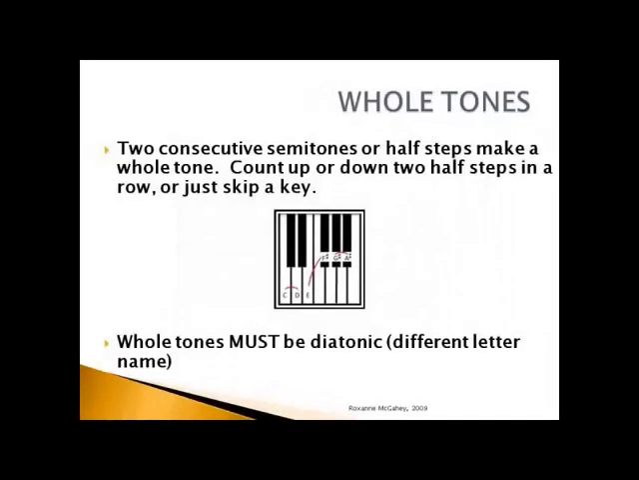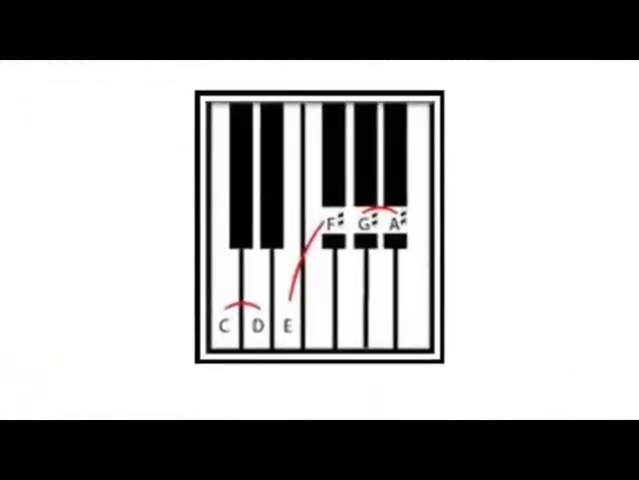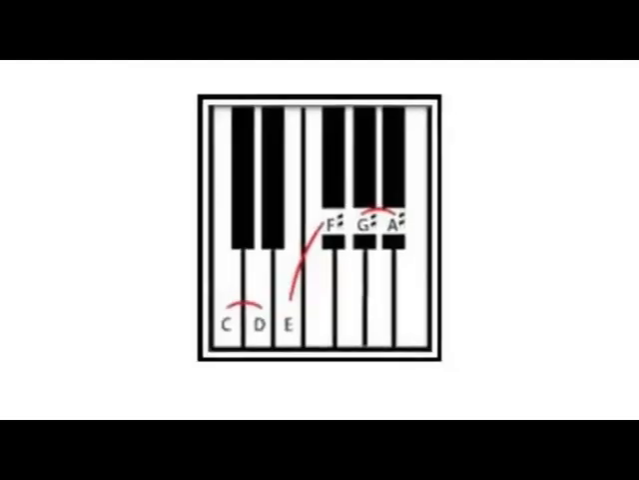Now, where we have semitones and half steps, we also have whole steps or whole tones. And all a whole tone or a whole step is are two semitones. What you're going to do for a whole tone or a whole step is you skip a key. So C to D would be a whole tone or a whole step. D to E would be a whole step or a whole tone. E to F sharp is a whole tone. F sharp to G sharp would be a whole tone. And G sharp to A sharp would be a whole tone.